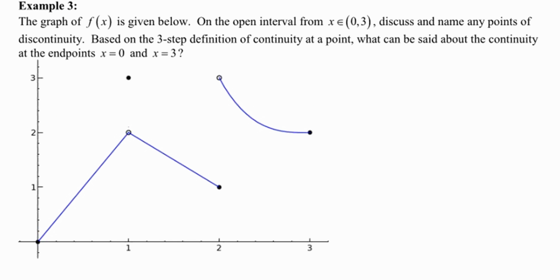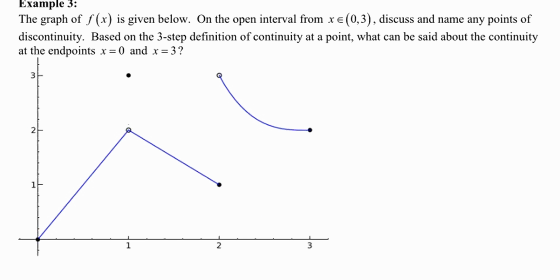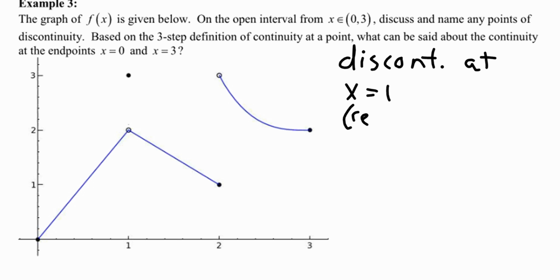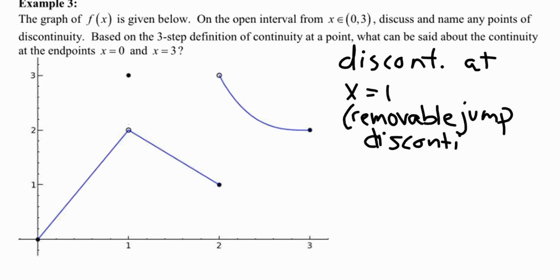Alright, next example, the graph is given below. Discuss and name any points of discontinuity. It's discontinuous at the first spot I see, x equals 1. This is called a removable discontinuity, because it's a hole. And a jump discontinuity, because it jumps up to another point.